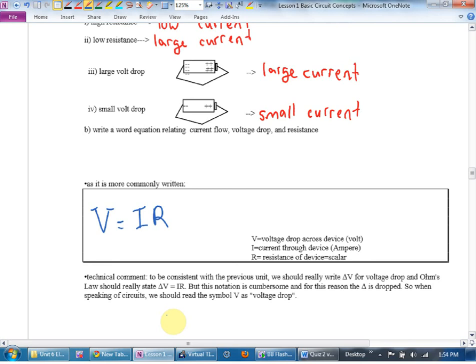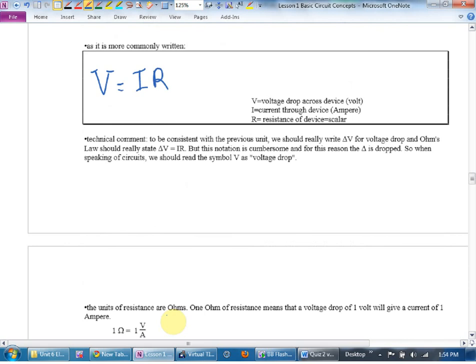Technically, Matt, to be consistent with the unit we just finished, I should write change in voltage for voltage drop, and Ohm's law should really say change in voltage equals I times R, but this notation is cumbersome and annoying, so the delta is dropped. But when we see the V in a circuit, we should really be thinking voltage drop, or voltage gain if it's coming up the chairlift through the battery.